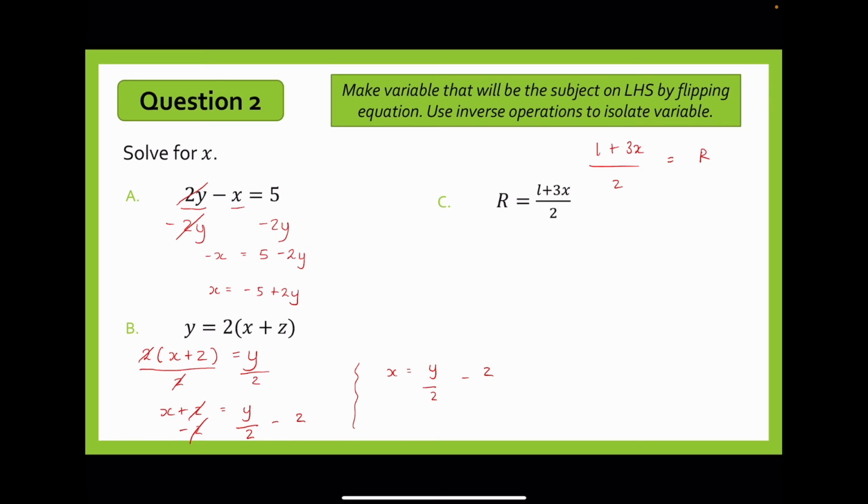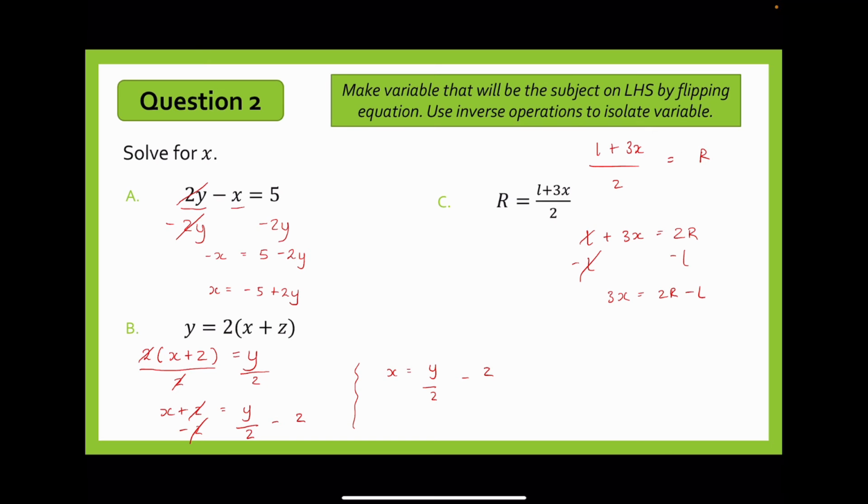And so now what we're going to do is get rid of the divide by 2, that denominator over there. The way that we do that is by multiplying both sides by 2. So if you do that, it's going to become L plus 3x is equal to 2R. To get rid of the L, we will subtract both sides by L. So that would cancel out. So what you're left with is 3x is equal to 2R minus L.